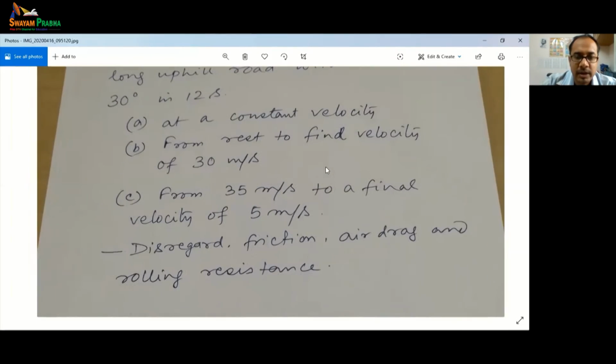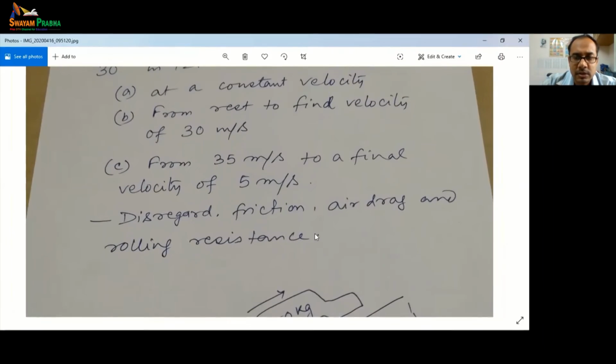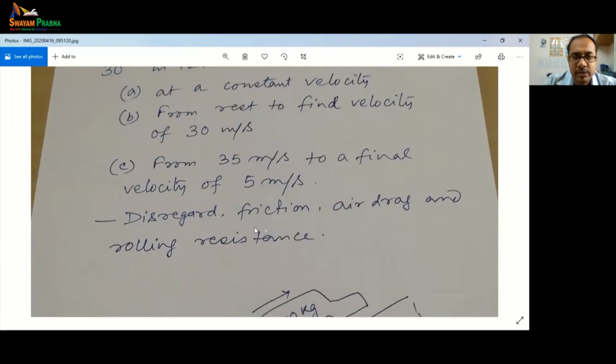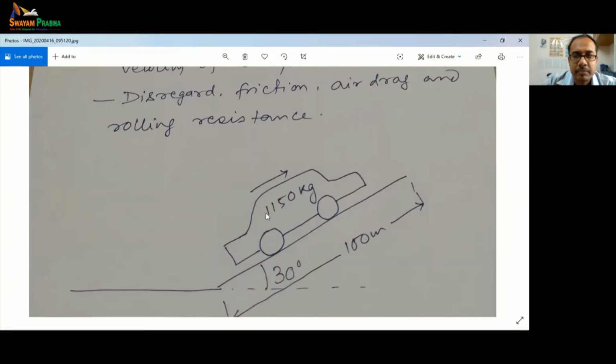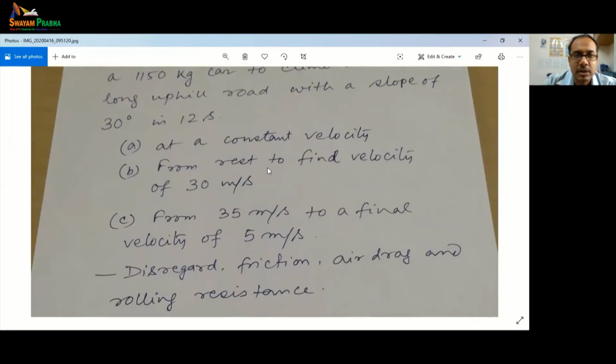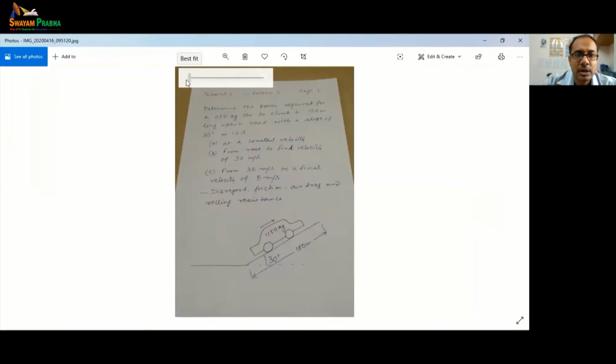Here it also tells us that you can disregard friction, air drag, or rolling resistance, so these things you can neglect. That's the problem statement. So let's see how we can solve this and what concept we need here.